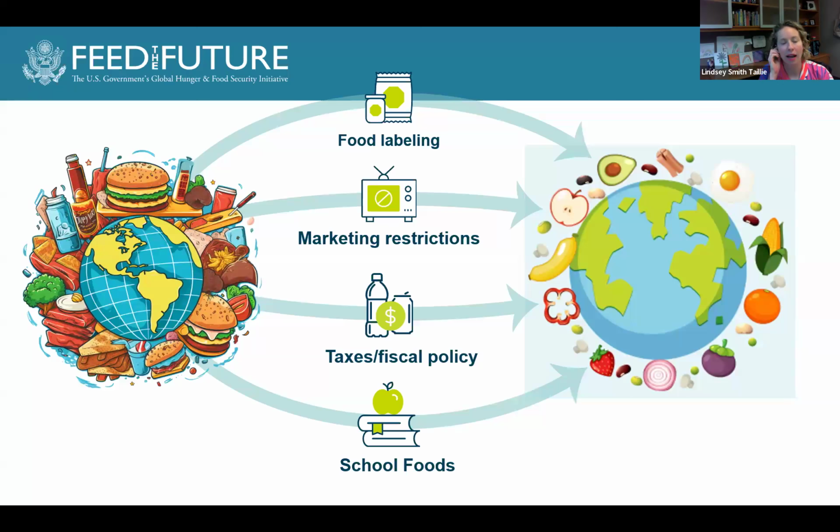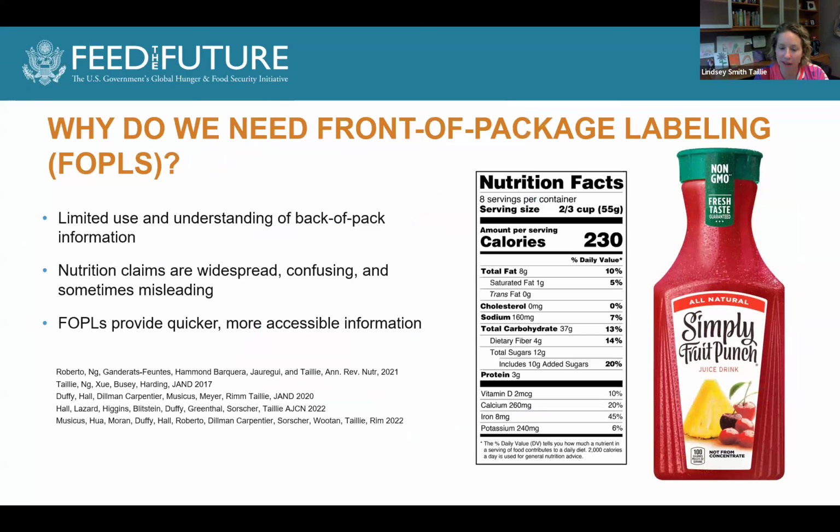So this is a snapshot of the 4 major areas where I work. And today I'm going to focus a lot on food labeling and food marketing, but I'll touch as well on taxes and school foods to give you a little bit of idea about what kinds of policies different countries are innovating with. So why do we need front of package labeling policies?